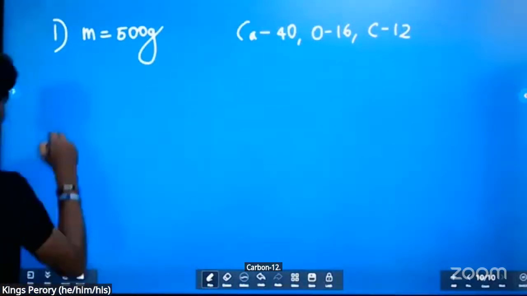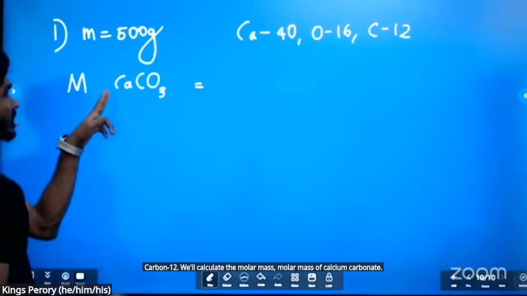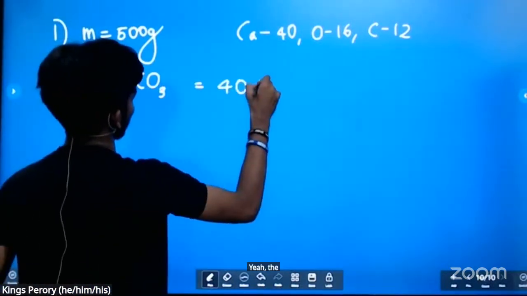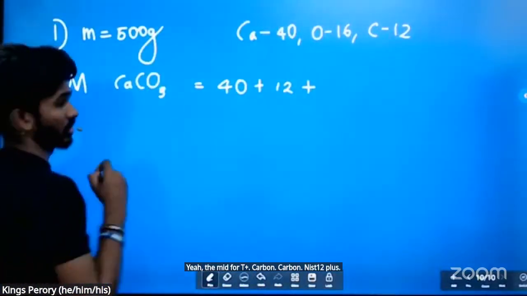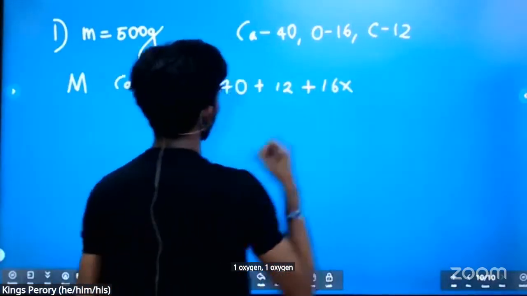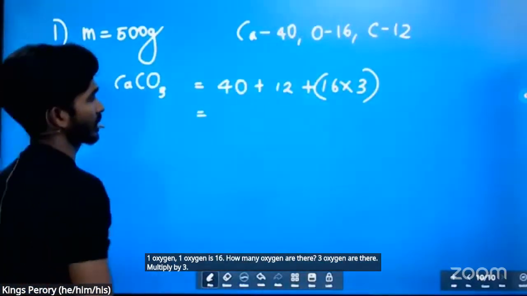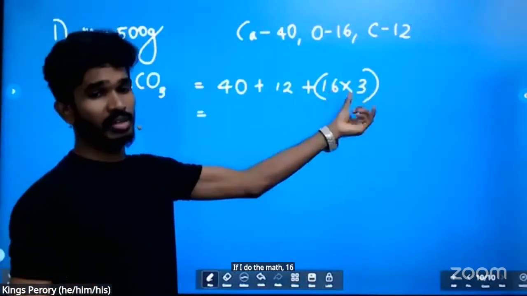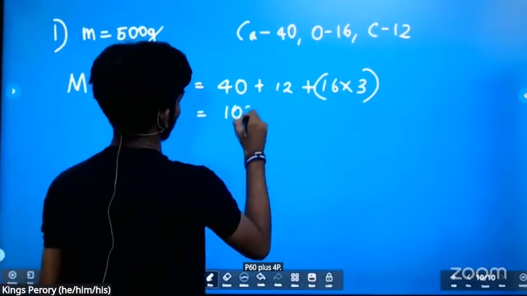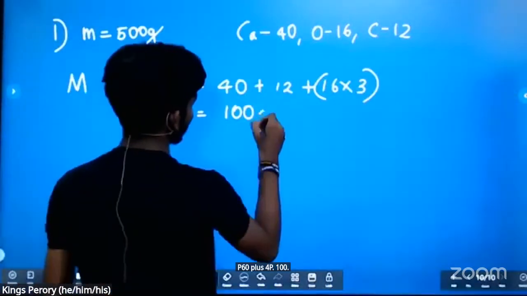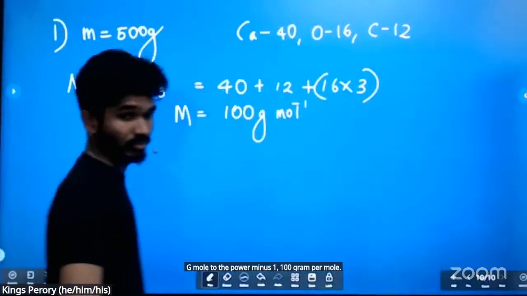We'll calculate the molar mass of calcium carbonate. Calcium is 40 plus carbon is 12 plus 1 oxygen is 16. How many oxygens are there? 3 oxygens, so multiply by 3. 16 into 3 is 48. 48 plus 12 is 60. 60 plus 40 is 100. The unit of molar mass is g mol to the power minus 1. 100 gram per mole.